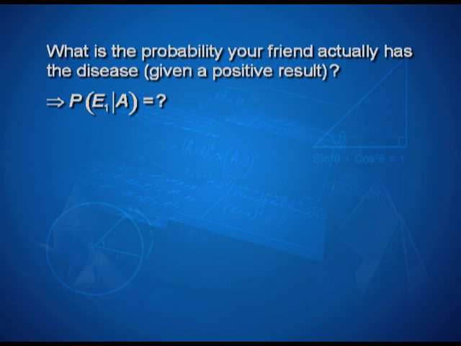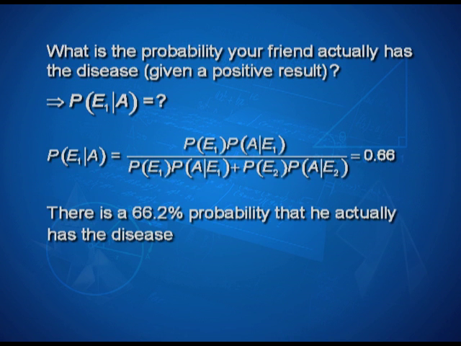So, what does this calculation mean for your friend? It means that he has a 66.2% probability that he actually has the disease, much lesser than what he feared. Isn't that so? So, that is where the Bayes theorem comes in use. Another application will bring in more clarity.